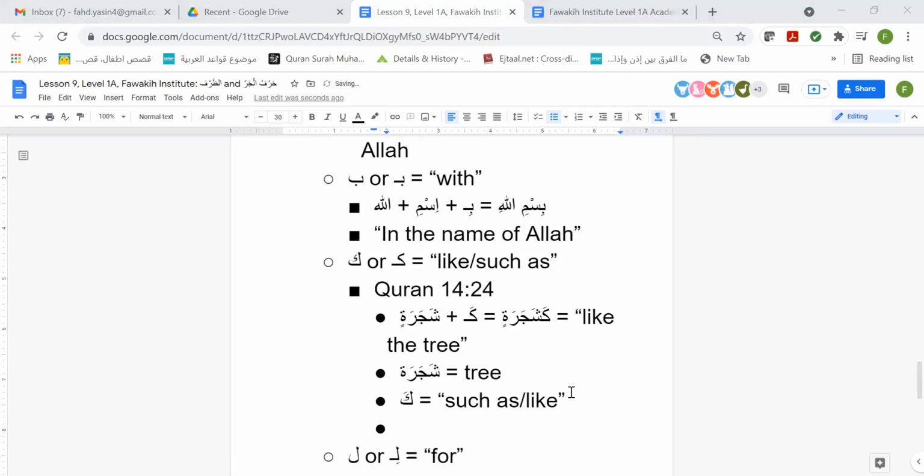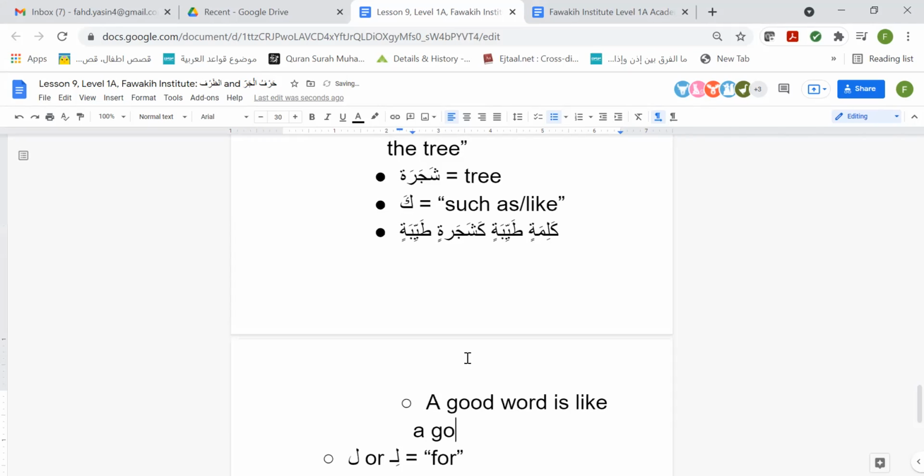I'm not going to give the whole ayah, but I'm going to give the other parts of the ayah so that you can understand what this means in context. So kalimatin tayyibatin, kashajaratin tayyibatin. So what it's saying is, a good word is like a good tree.